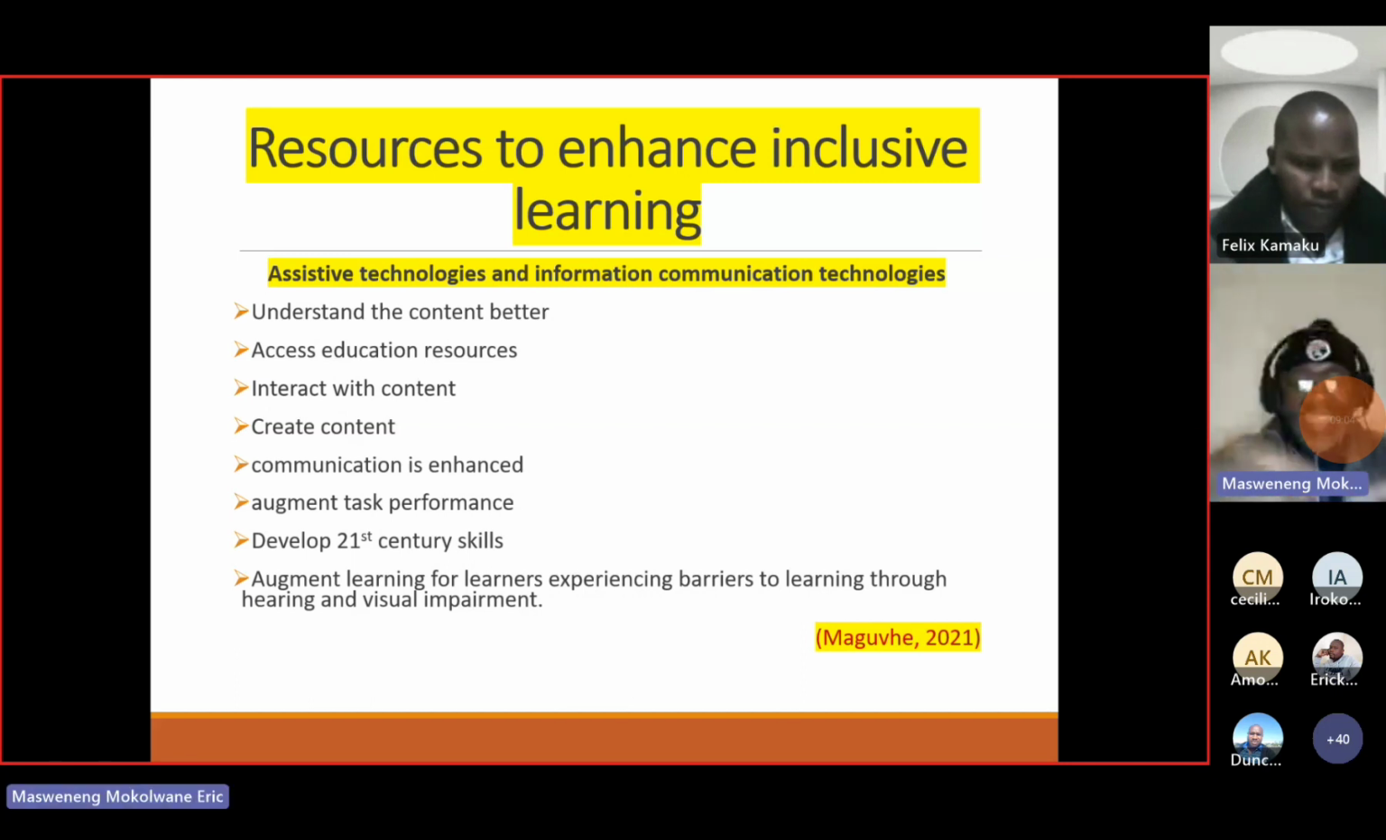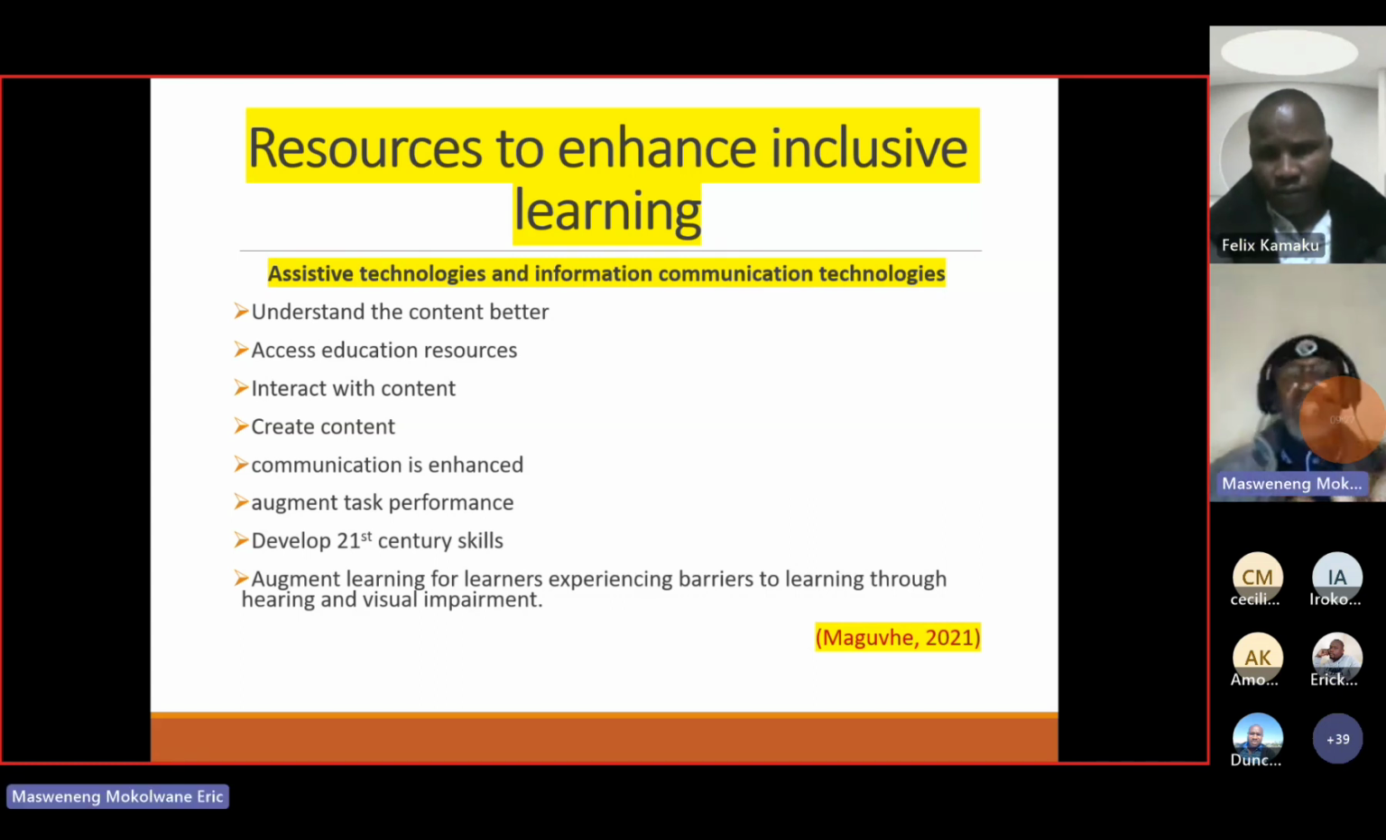Learners will also be creative. They'll be able to create their own content through technology tools. And communication will also be enhanced, such that the performance of our learners will be augmented. And with assistive technology and information communication technologies, 21st century skills will be developed. Now, it augments learning for learners who are experiencing learning barriers, such as hearing impairment or visual impairment.